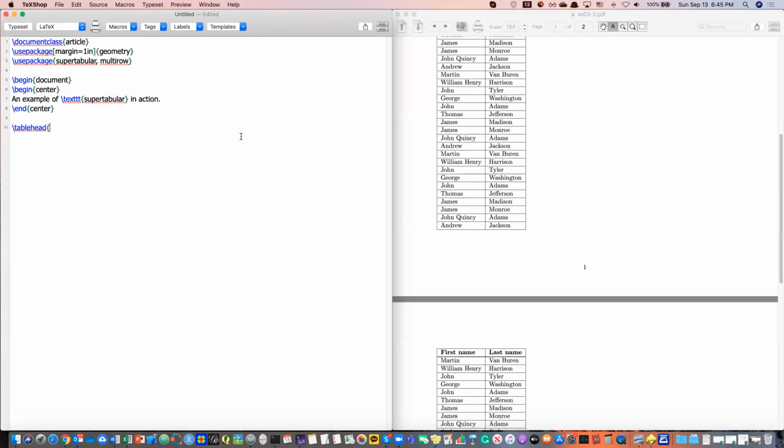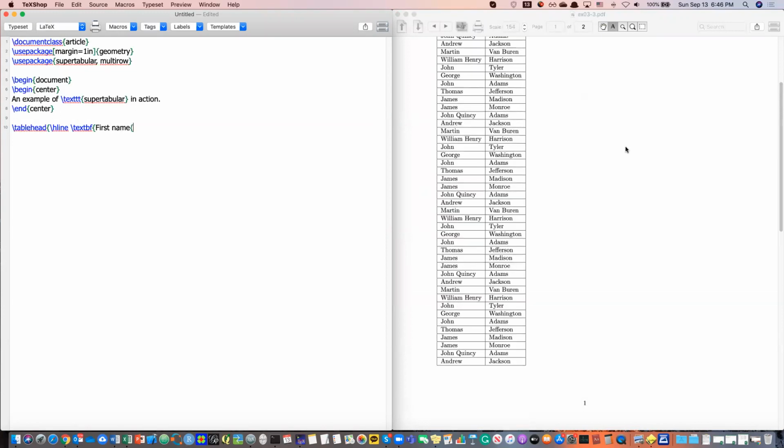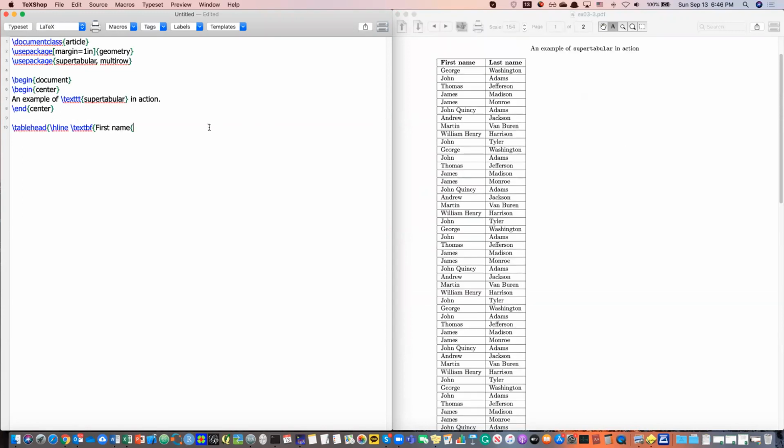So tablehead and the hline, then textbf, and then first name, because it's bold lettering, right? First name, last name, so we use textbf. Next, textbf, last name, and then move to the next line with hline.